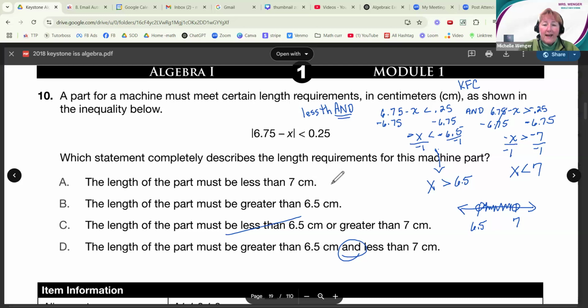Answer D here, the length of the part must be greater than 6.5 centimeters and less than 7 centimeters. Now we saw that A and B were true. Either one of them could be answers, but letter D is more specific. So your answer to this one would be letter D. The length of the part must be greater than 6.5 centimeters and less than 7 centimeters. That is more specific to the problem.